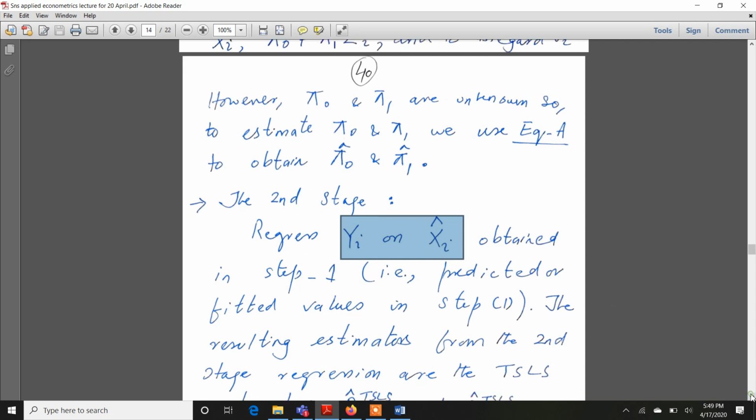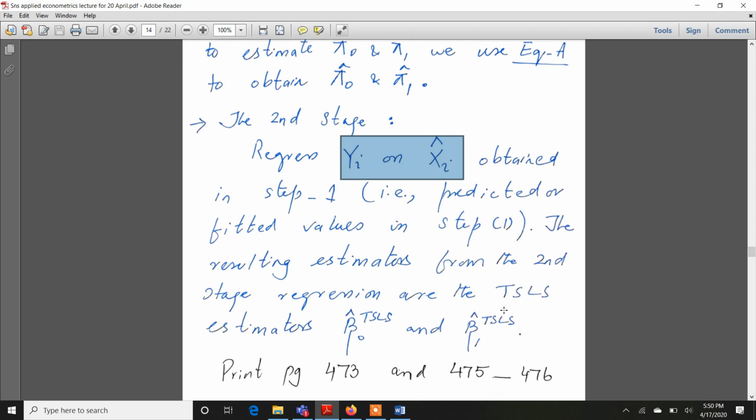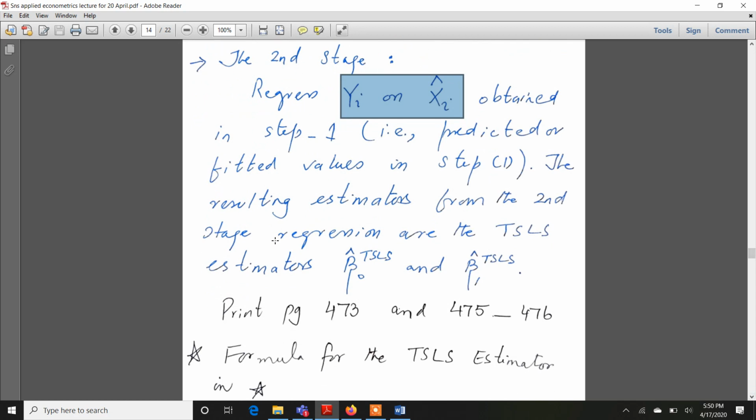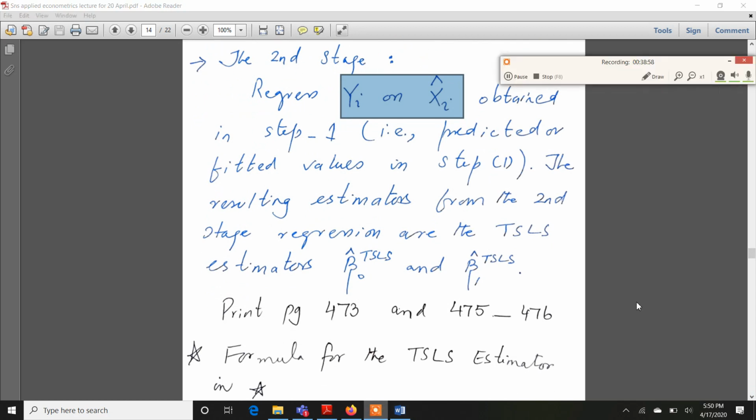So the resulting estimators from the second stage regression are called the TSLS estimators, or beta naught hat TSLS. You see, the actual aim was to see the relationship between yi and xi, but now we are using a proxy, and we are analyzing the relationship between yi and xi hat. So that's why we call this an instrumental variable. So now you will think, how come this type of regression will give me the desired estimates for beta naught and beta 1, right?